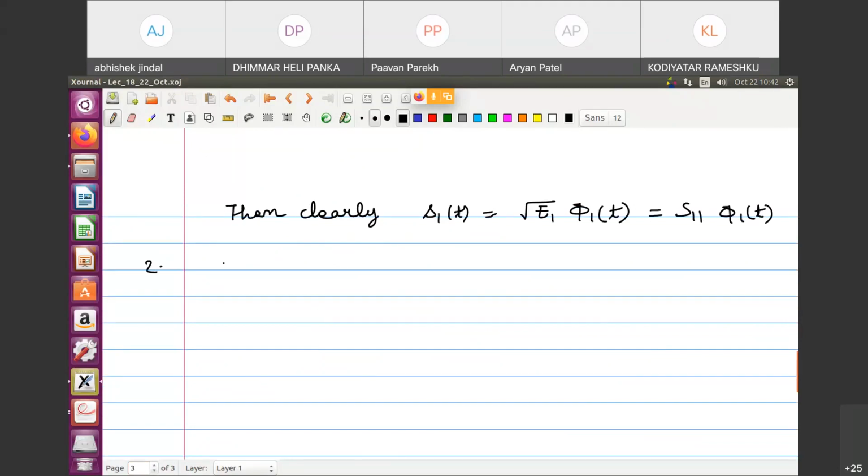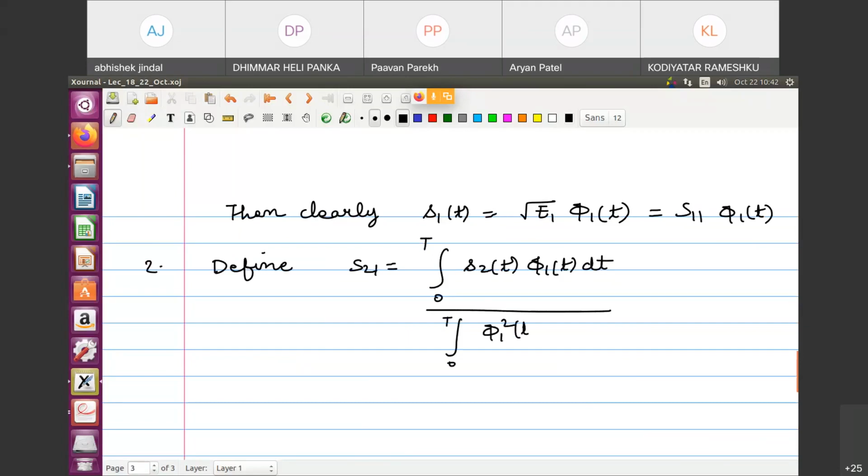Now second, define S21 as: you find the inner product, or the projection, of S2(t) onto phi 1. Okay, integral 0 to T of S2(t) phi 1(t) dt, divided by integral 0 to T of phi 1 square (t) dt. What is this? This is the component of S2(t) along phi 1. This we have already studied.